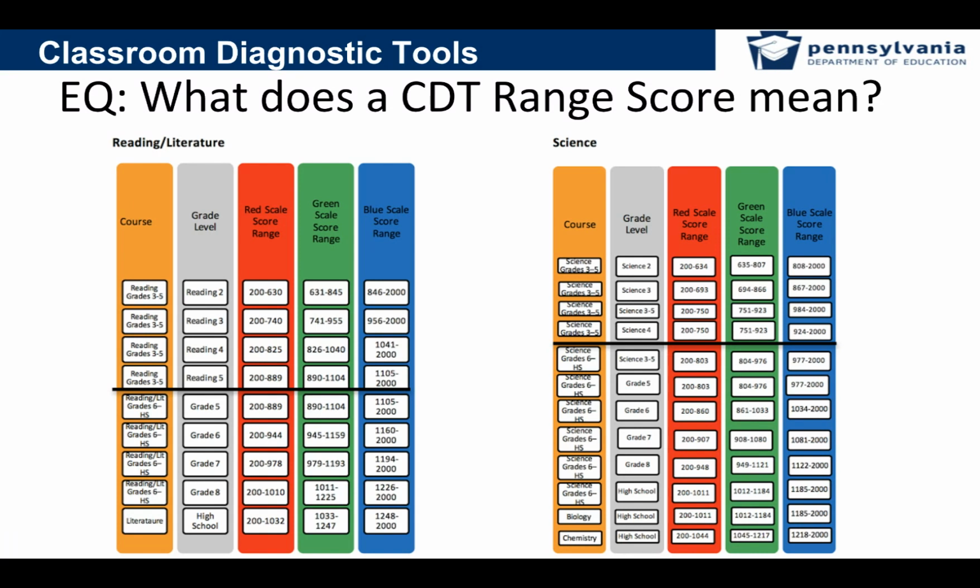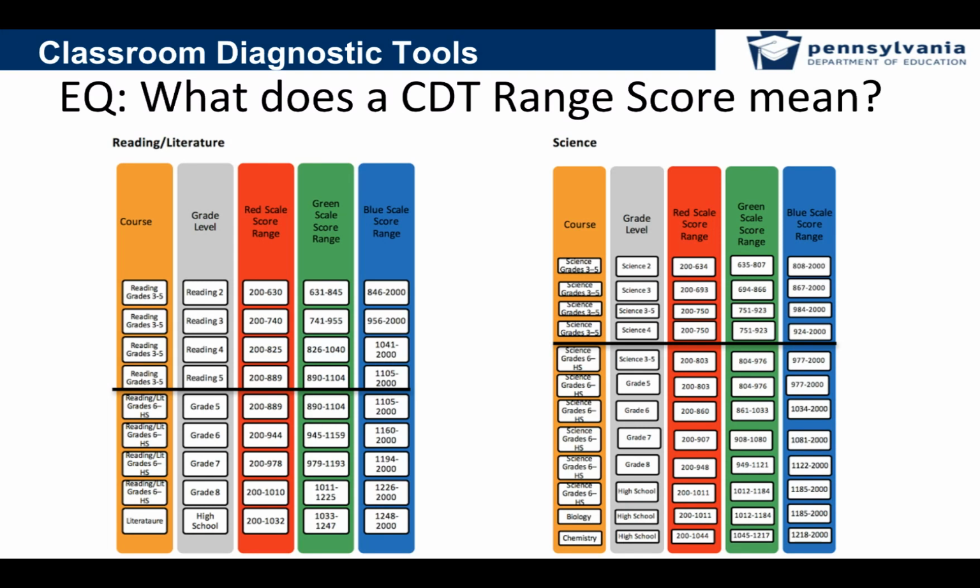There's a black line dissecting the chart in half. So above that would be the elementary CDTs, for example, reading grade 3 through 5, and then below the black line, you would see the secondary CDTs, where it's listed as reading/literature grade 6 through high school, and so forth. In the gray column is listed the grade level. So here we see second grade, third grade, fourth grade, and then again that black line at fifth grade. What is above the line is elementary, what is below the line is secondary.